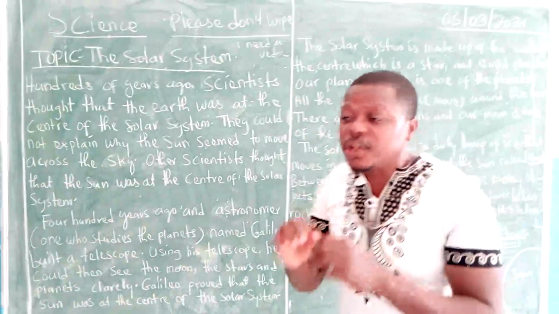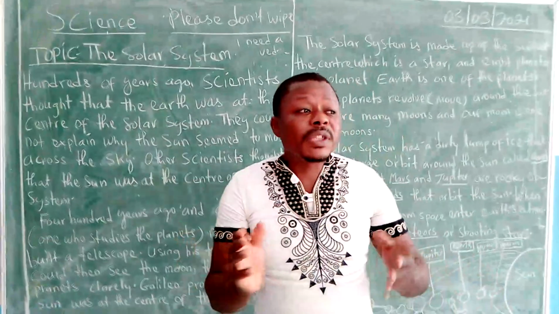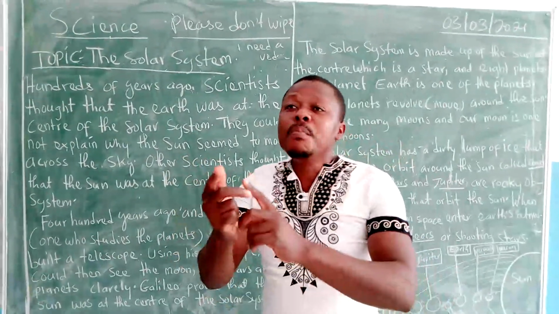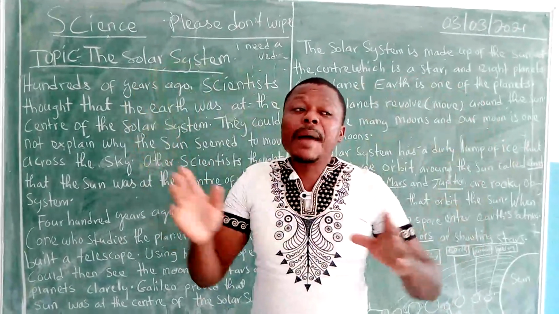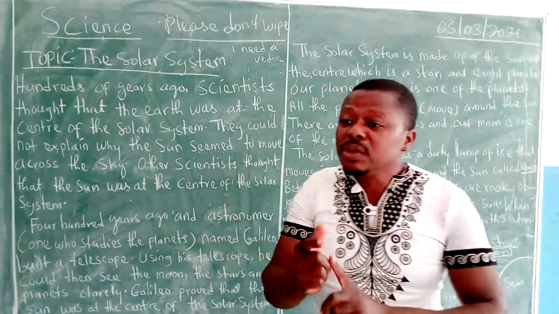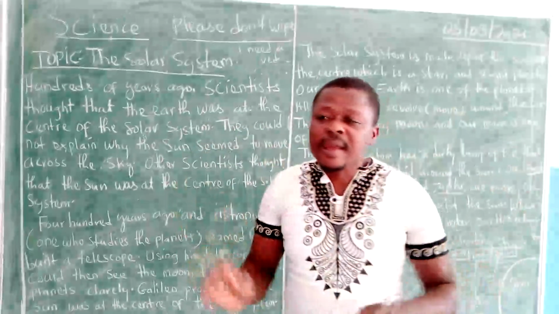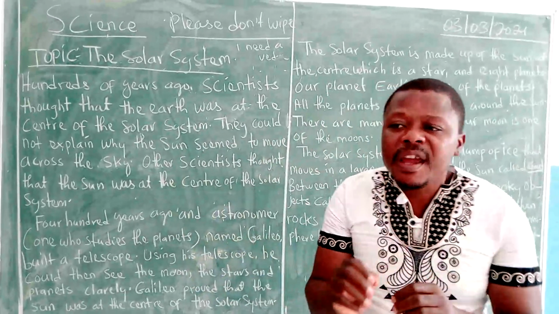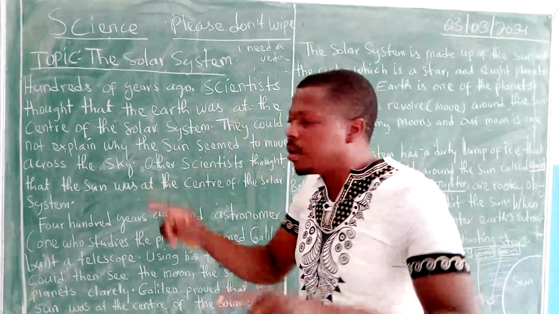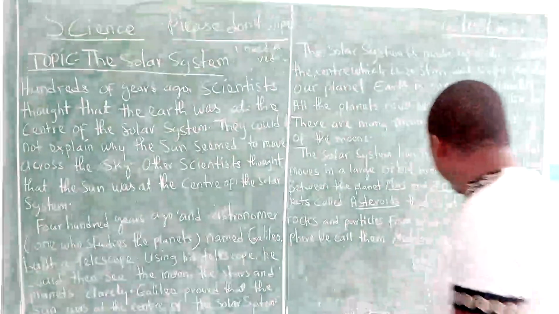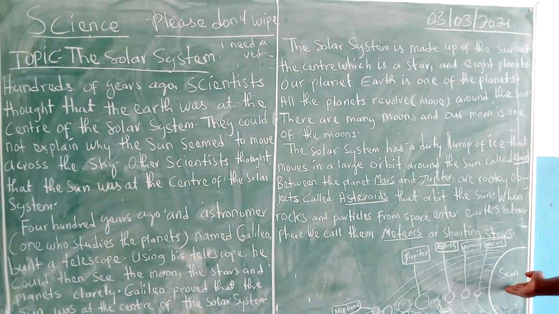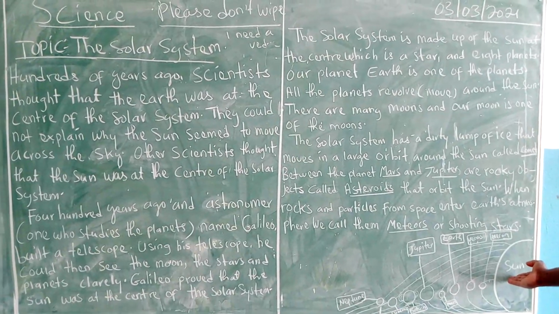With his telescope, he was able to see the planets, the stars, and the moons clearly, because there are many moons. He saw the stars, the planets, the moon, the sun clearly, and from his telescope he proved that it is the sun that is at the center of the solar system.